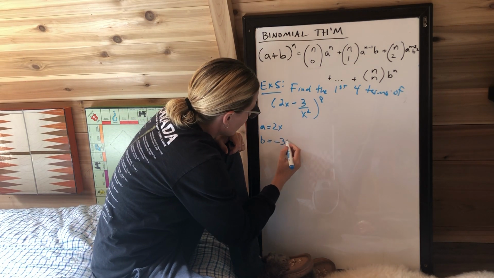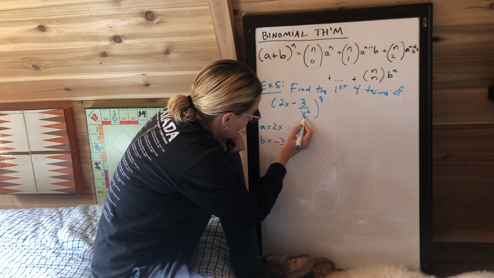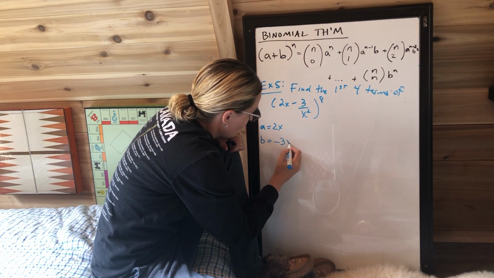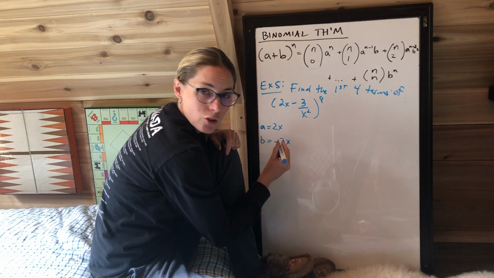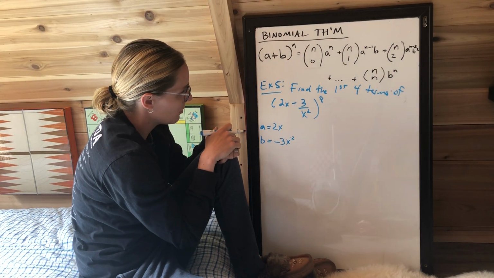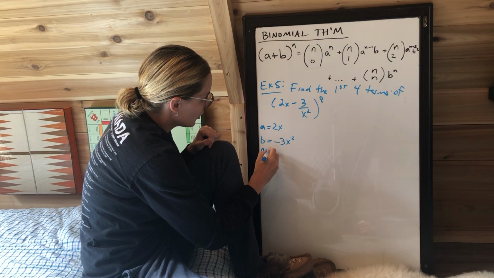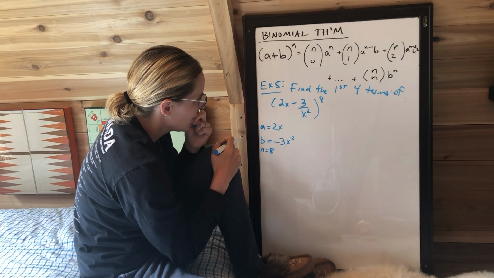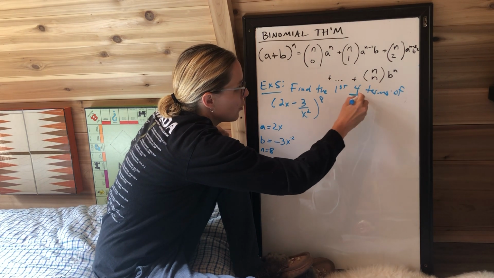So now you have to remember exponent laws that say if you have a value in the denominator to an exponent, you can move it up to the numerator and change the exponent to a negative. So that's really what our b value is. Our n value is 8. Okay? We just want to find the first 4 terms.